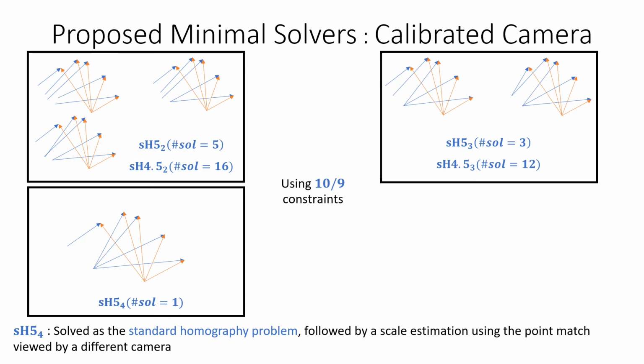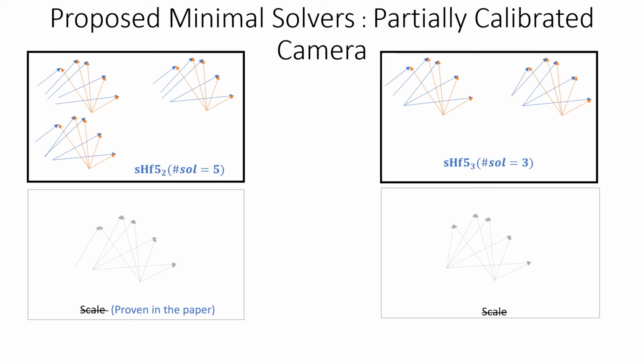The over-constraint formulation gives us what we call the SH5 solvers, and the well-constrained formulation leads to what we call the SH4.5 solvers. Lastly, the case when all 5 points are detected by the same camera, we cannot estimate the scale. Similarly, for the case of partially calibrated cameras, we cover all possibilities. But because the system is well constrained in this case, we have only one type of solvers, the so-called SHF5 solvers. Unlike the calibrated case, here we cannot solve even if 4 points are detected by the same camera within the generalized camera system. A proof of this can be found in our paper.